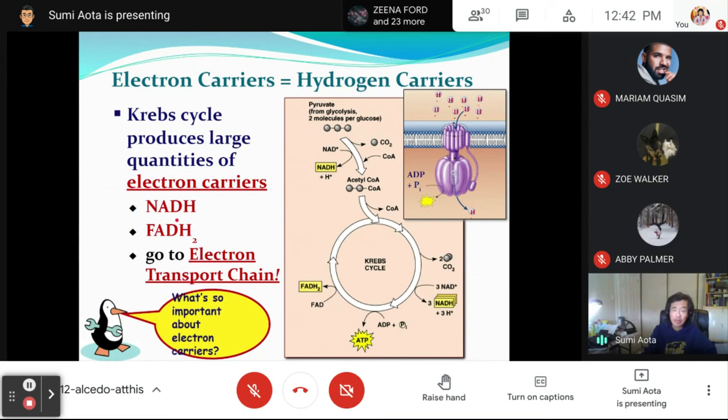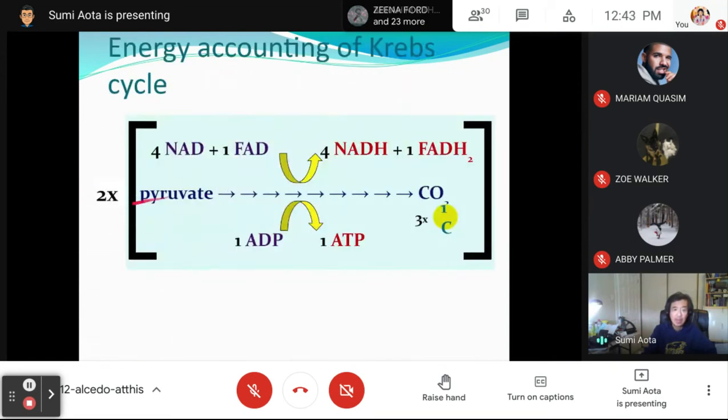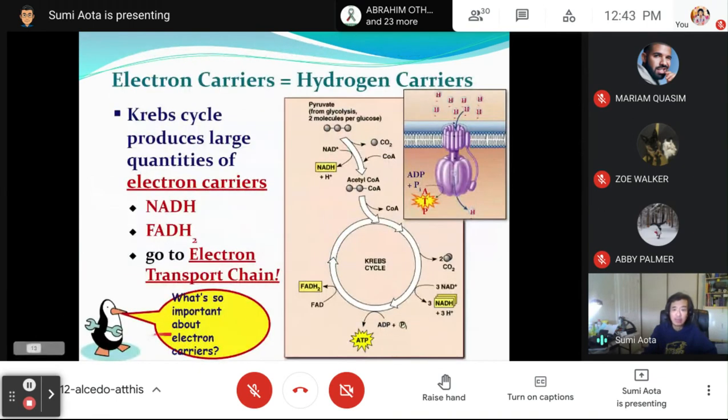Why are the electron carriers so important? Because the electron carriers are temporarily holding the power, the reducing power of glucose in its bonds.